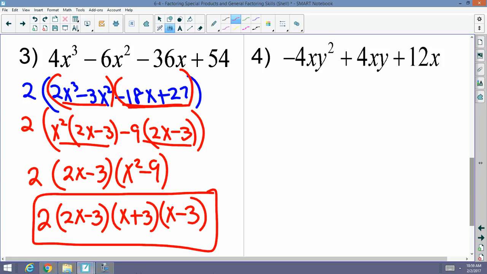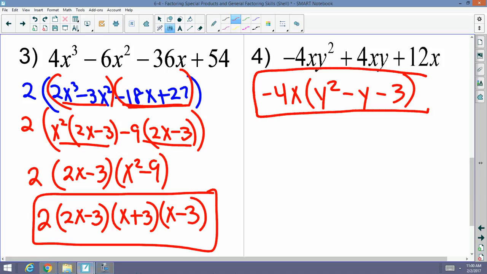Over here in number 4, last but not least, I can take out a GCF of negative 4x, leaving me with y squared minus y minus 3. What times what is negative 3, but when added together is negative 1? Negative 3 and negative 1 does not give you positive 3, it's nothing. So all I needed to do there was take out the GCF.